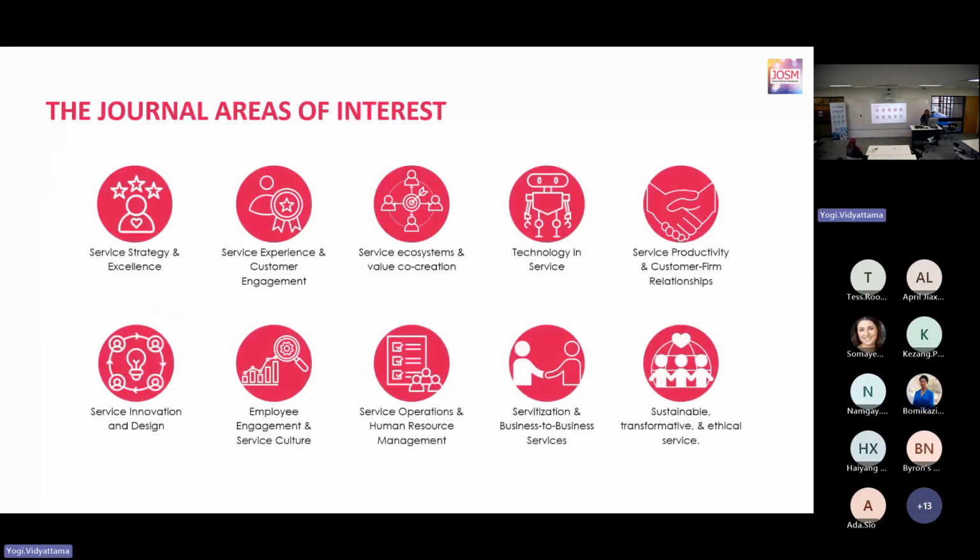Some of the areas that we are interested in as a journal, these are like the key areas of interest for us: service strategy and excellence, service experience, service ecosystems and value co-creation.